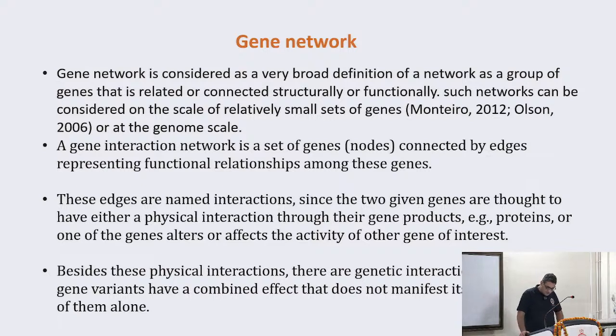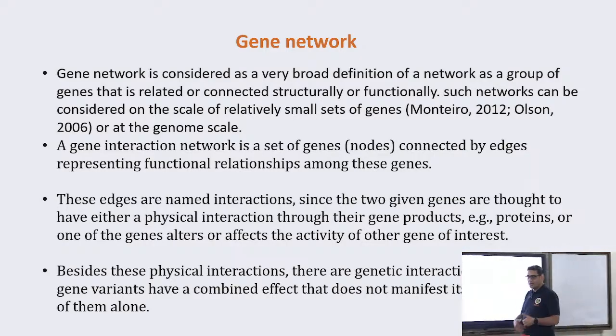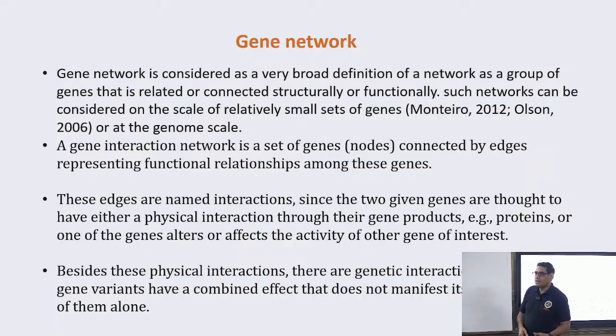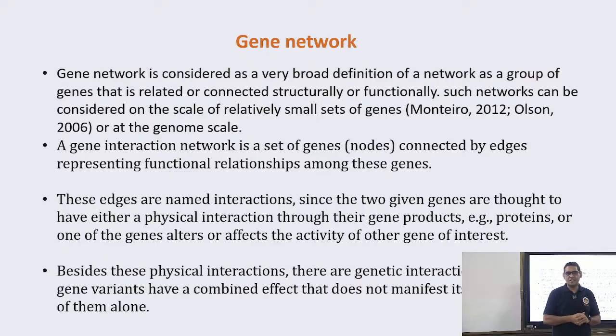Besides these physical interactions, there are genetic interactions in which two genes, two variants have a combined effect that does not manifest itself with only one alone of them. So if a single gene is there, that gene will not give the proper interactions. So there are two genes which are connected together and give the function, and sometimes they are not connected also. So it is the place where you get a lot of networks, a lot of genes available, but you have to identify the crucial network. That is the major challenge, and it takes a lot of time to decide what are the specific networks involved in the functional analysis.